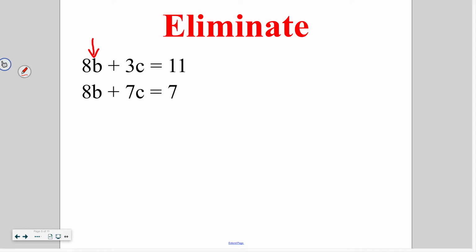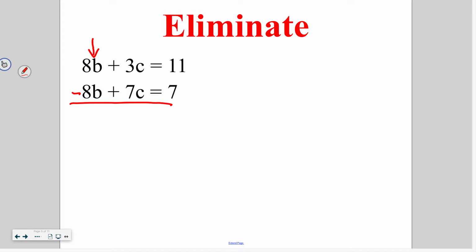Now we need to decide if we're going to add or subtract. If we added them, that's going to give us 16b. That does not make our b values go away, which is the goal of eliminating something, is to make it go away. So we don't want to add them up. Instead, we are going to subtract them. 8b minus 8b gives us 0b, which means that we no longer have that as part of our equation.